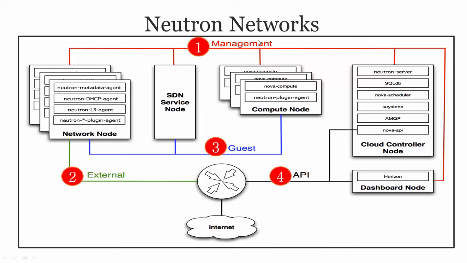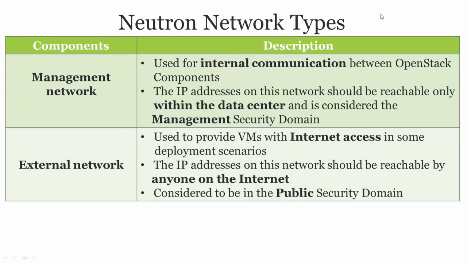In the case of the management network, it is connected to the network node, SDN service, compute node, and the controller node. In the case of the external network, it is normally connected only to the network node. The guest network type must be connected to the network node, SDN service, and compute node, and also the other compute nodes for interaction with internal networks. The API network is normally connected to the controller node or dashboard node. Let's check these network types one by one. Okay, at first, the management network is used for internal communication between OpenStack components.